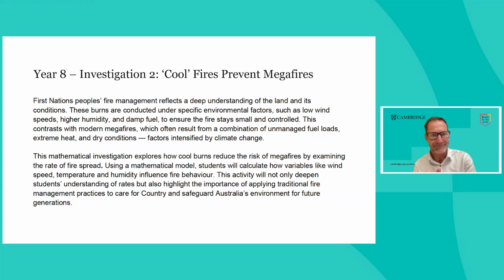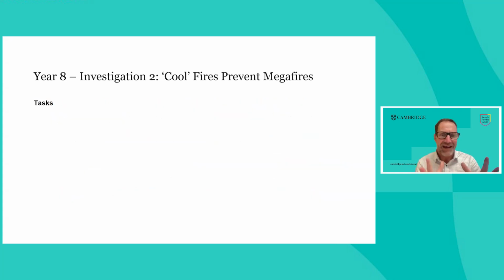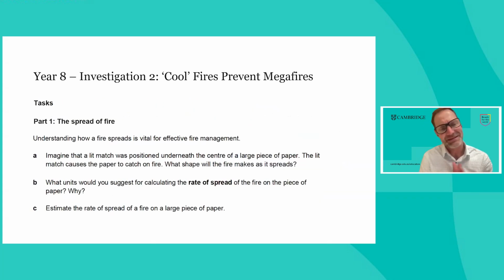Now to the activity, just quickly. In this one there are 5 tasks. Part 1 asks, what even is the spread of fire? We know that, but let's make that real and practical. You can see here in part A, imagine that a lit match was positioned under the center of a large piece of paper. The match with the flame going up catches fire under the piece of paper. What shape will that fire make as it spreads? I think many young people would say, probably a circle, growing out as a circle, and understanding the way that a fire would spread.